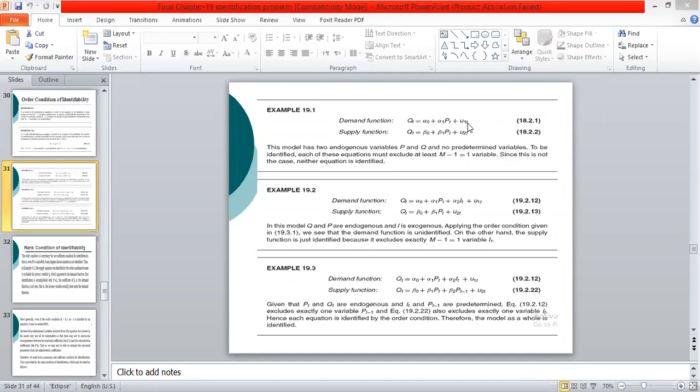And the same story holds for the second equation. The second equation will also be unidentified. So the first model is overall unidentified. Look at the second equation, the second model.